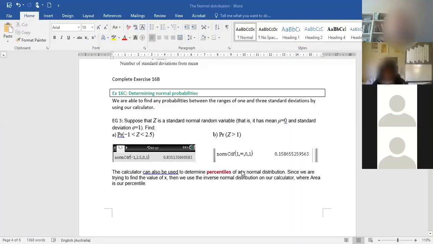Now, of course, to do the second one, you don't need to go back to there. You can just go up arrow, select this one here, press enter, and then just change the numbers to 1, because that's the lower bound, because it says greater than 1. And then, of course, if it's greater than 1, our upper bound is infinity. So we're going to put infinity, like I did here. And then 0 and 1 is still 0 and 1. And press enter, and you will get that one. So now you're able to find, using the normal CDF, the probability between the Z values.